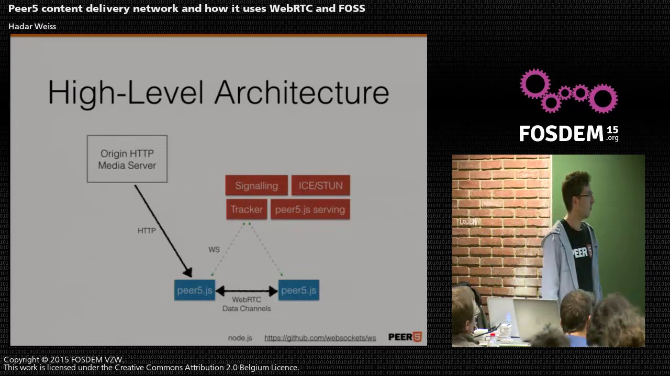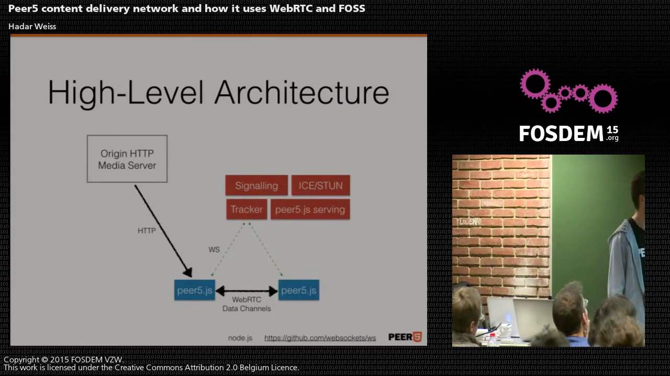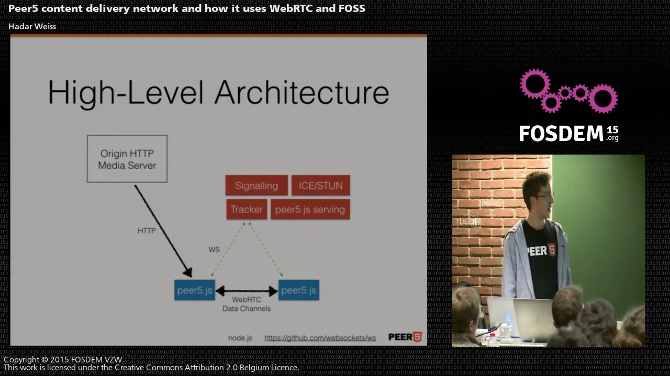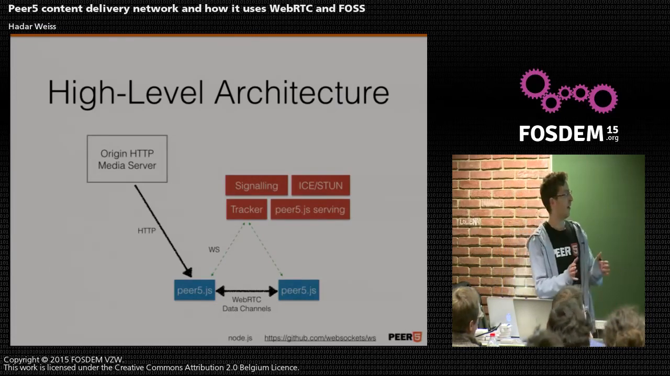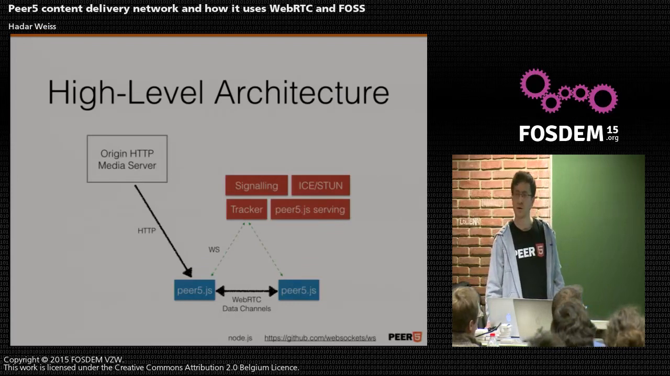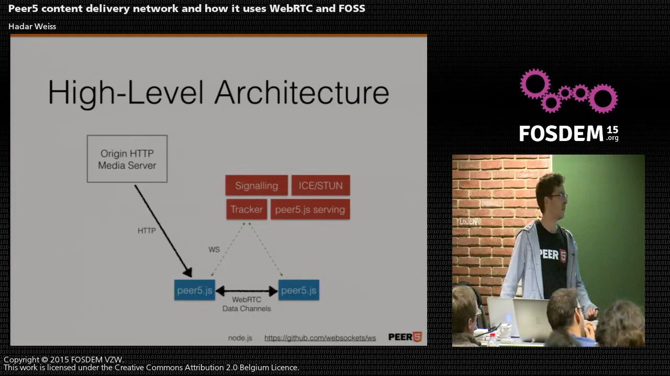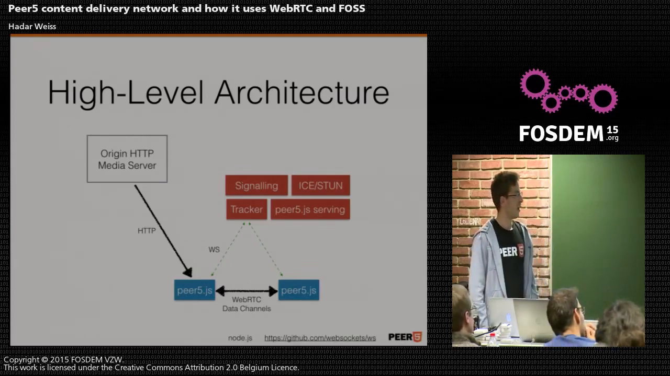So the origin HTTP media server can be any HTTP server. It can be a CDN, whatever. That's the existing components. And we add the complementary peer-to-peer components. So on the back end, in red, it's our tracker. It's a signaling layer. It's a NAT reversal layer. And it's also simply a CDN that serves our JavaScript, so we can actually do what we're doing.